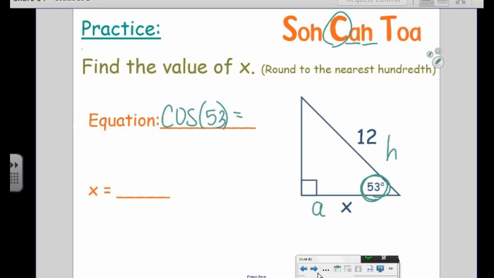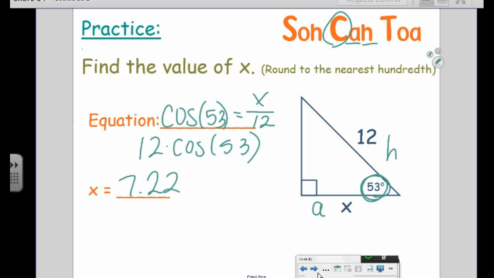A goes first, so that's the numerator, adjacent over hypotenuse. So the order that it goes in SOHCAHTOA, that's the order that you'd go with your fraction. The first one goes on top, the second one goes on bottom. All right, x is in the numerator. Numerator means multiply because denominator means divide. So we are going to multiply 12 cosine 53, and we are getting 7.22. So the missing side, this side, was 7.22 units long.